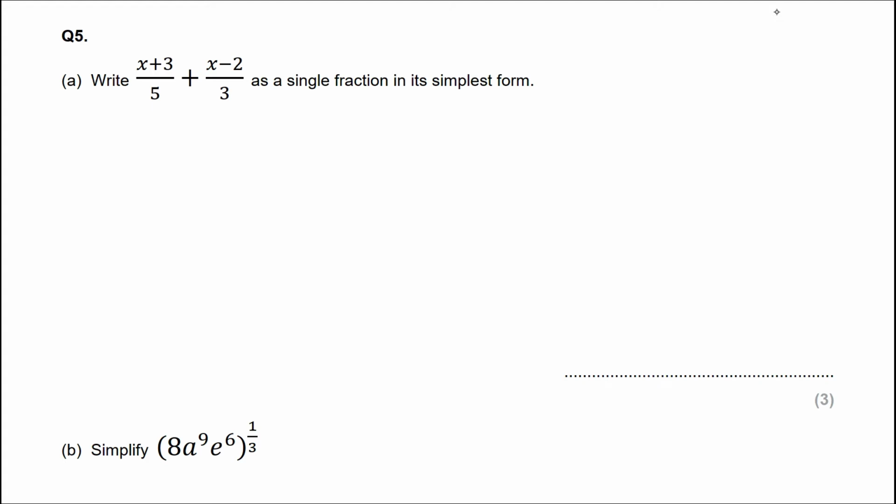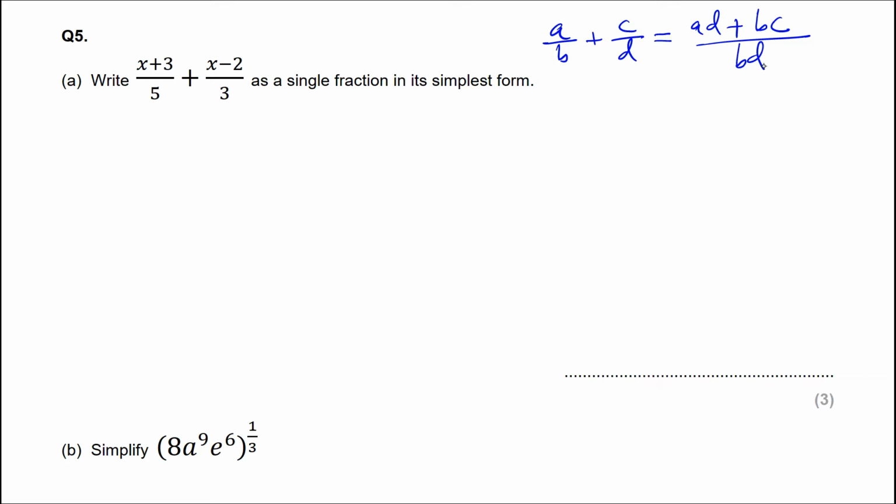In this question, you're expected to write these two expressions as a single fraction in its simplest form. So basically, what you have to remember here is that if you have a fraction such as a over b plus c over d, basically what you can do is multiply a and d, so you have ad, and then multiply b and c, so bc, over multiply the denominators bd. So this is always true.